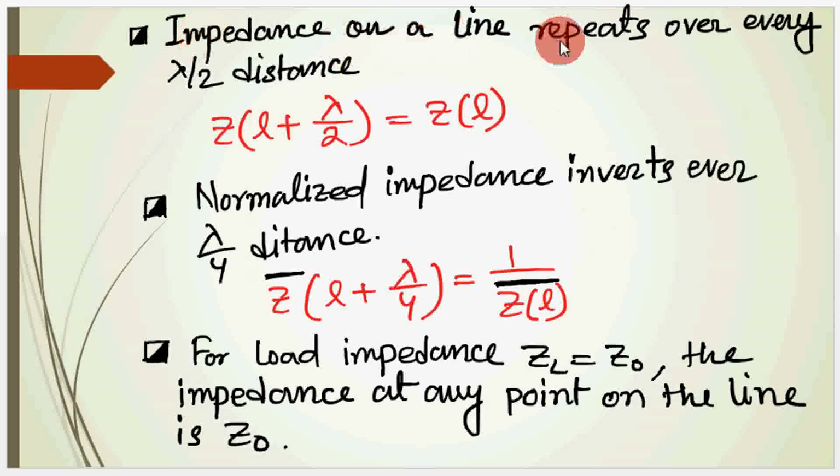Now impedance on a line repeats over every λ/2 distance, and the normalized impedance inverts every λ/4 distance. Note here, for a load impedance Z equal to Z0, the impedance at any point of the line is Z0.